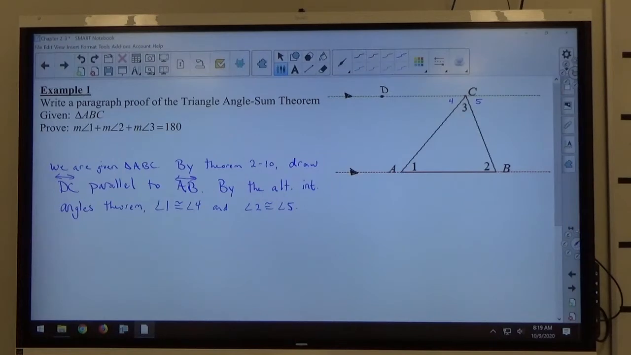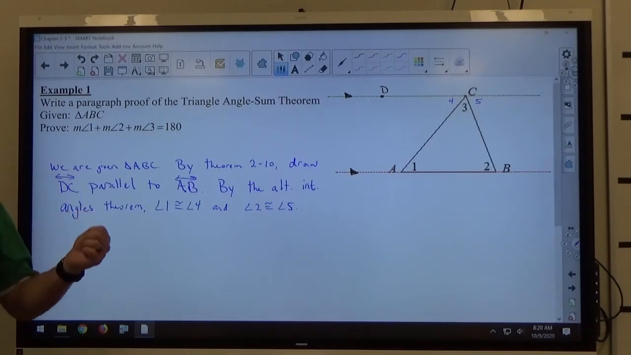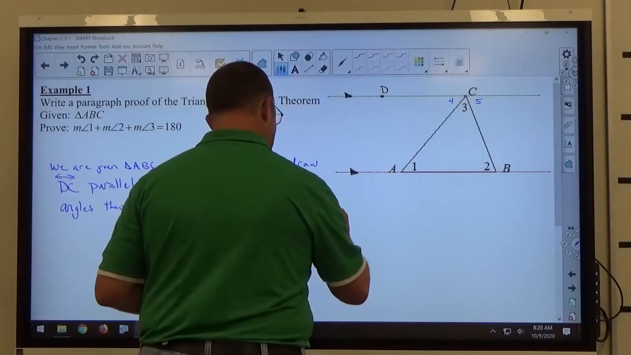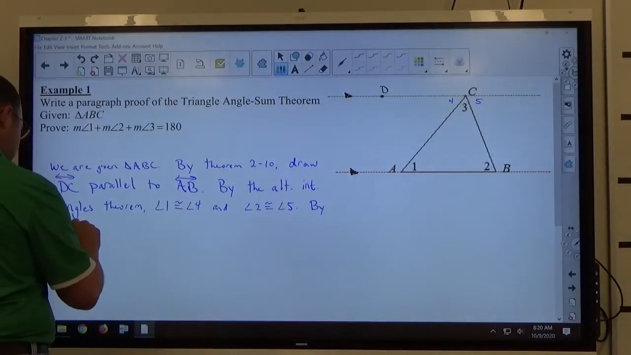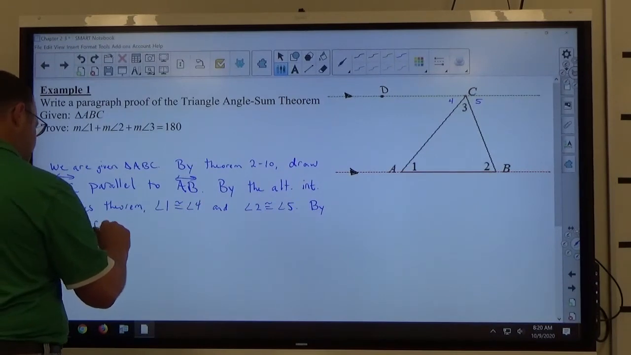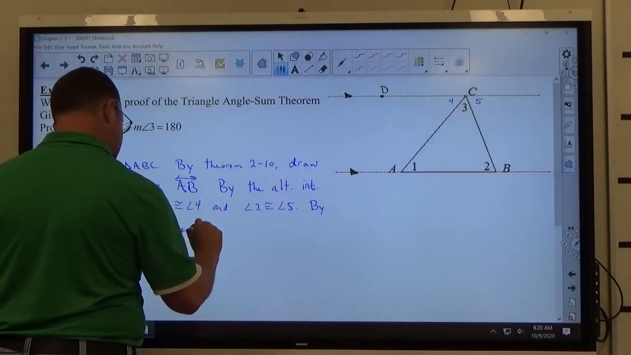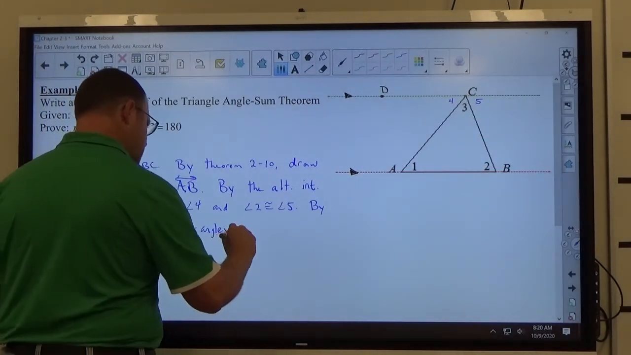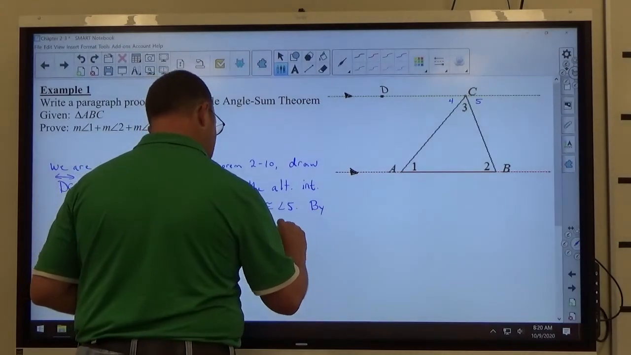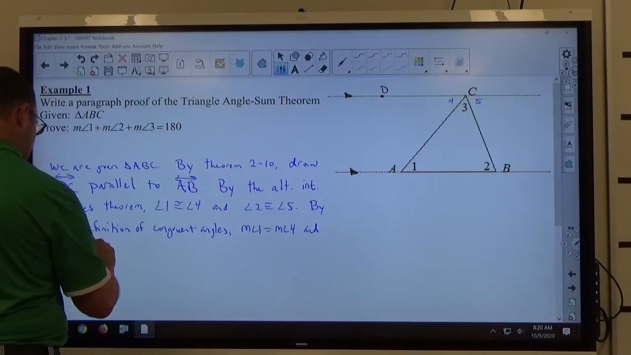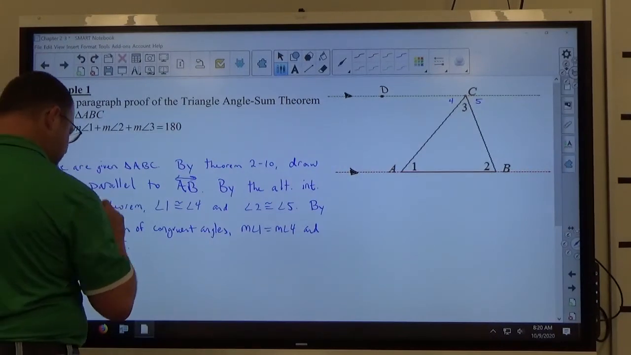And then finally, I'm going to go on to equality. If I start with congruence, I can then say they're equal. Things that are congruent are equal in measure, and things that are equal in measure are congruent, by the definition of congruent angles. So by the definition of congruent angles, measure of angle 1 equals measure of angle 4, and measure of angle 2 equals measure of angle 5.